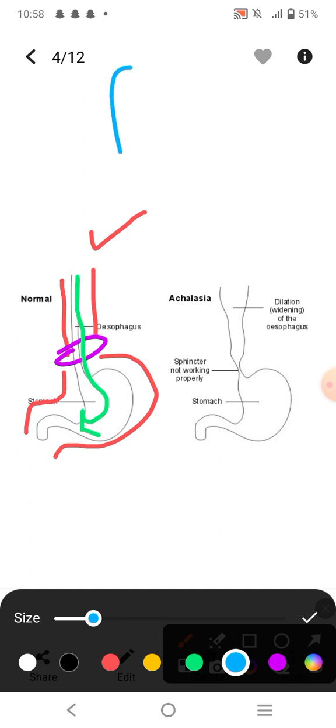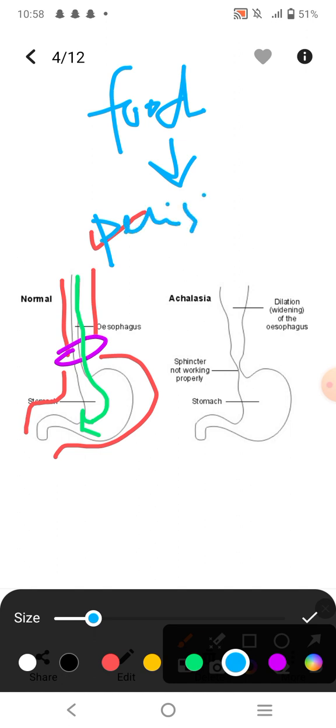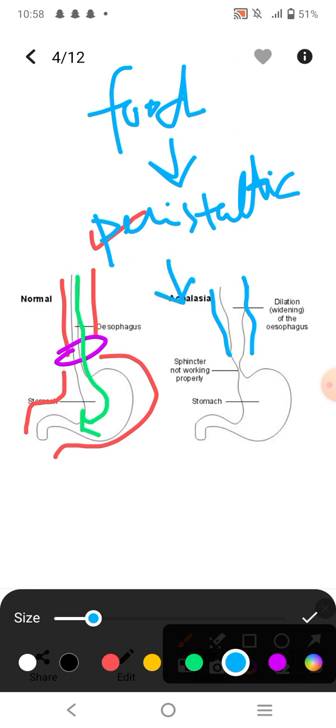Let me draw a flow chart. Whenever food or bolus comes, peristaltic contractions occur. You must already know about the peristaltic contractions that occur in the esophagus. I will show you in a later picture. After peristaltic contractions are generated, when they reach the lower esophageal sphincter, they stimulate the inhibitory neurons of the myenteric plexus.